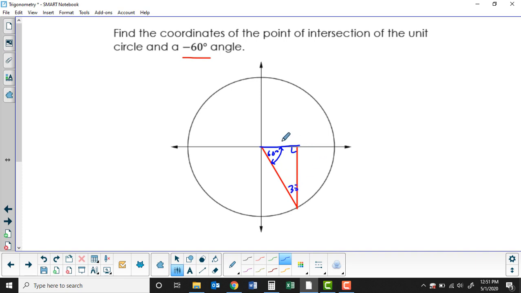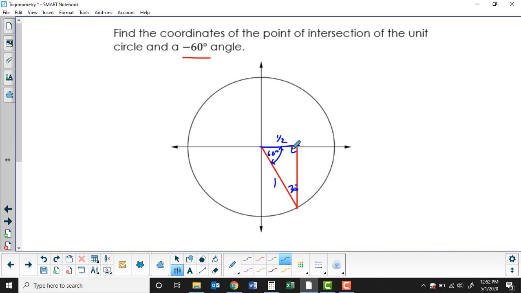Now, this radius here, the distance from here out to the circle, is 1. The hypotenuse on these is always going to be 1. The terminal side is always going to be 1. And then these other sides have to work off that. If this is 1, then this side across from the 30-degree angle is what we call the shorter leg, and it's going to be half the length of this. So this is going to be 1/2.